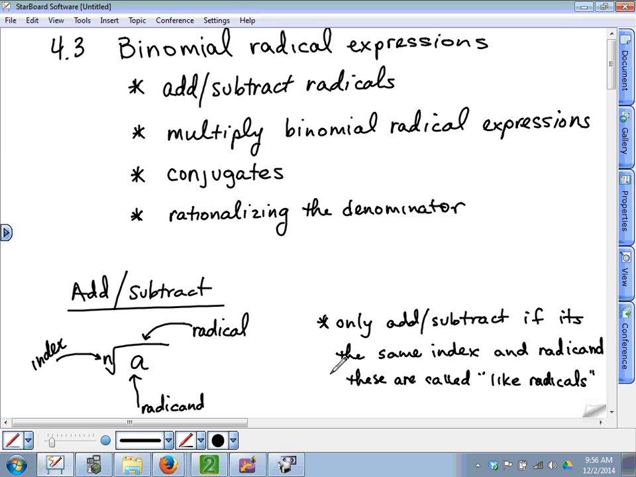And then you need to write this little explanation. You can only add or subtract if it's the same index and the same radical. It can't just be a square root plus a square root. It has to be the same things on the inside as well. Exact same things on the inside. Those are called like radicals.